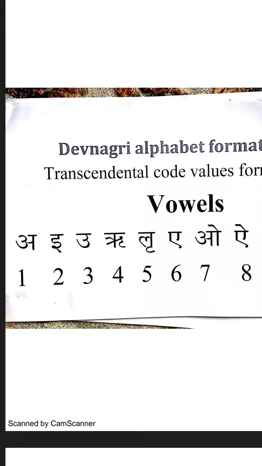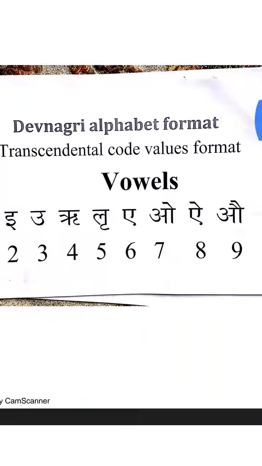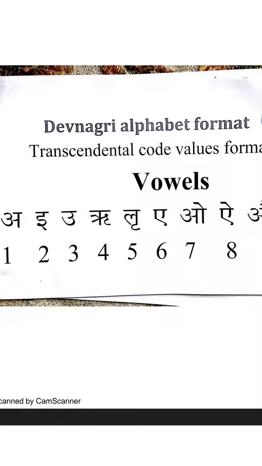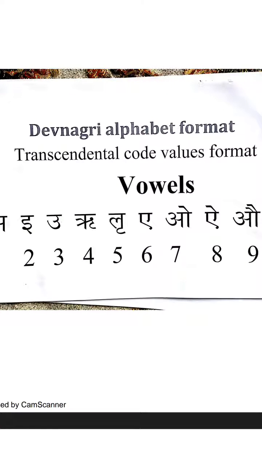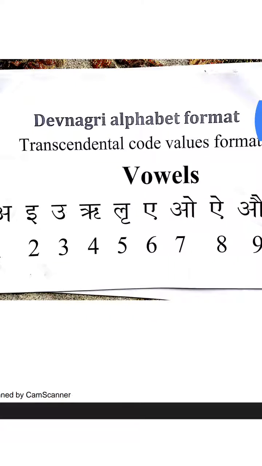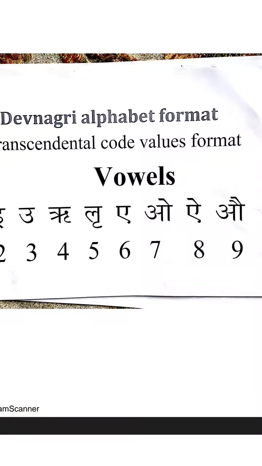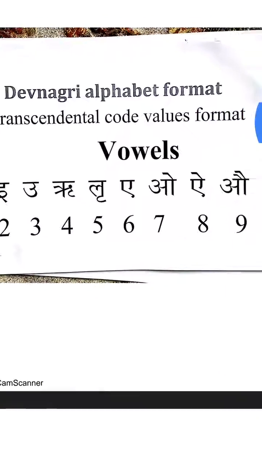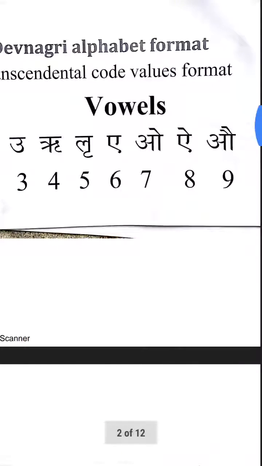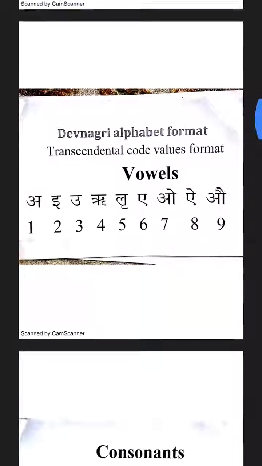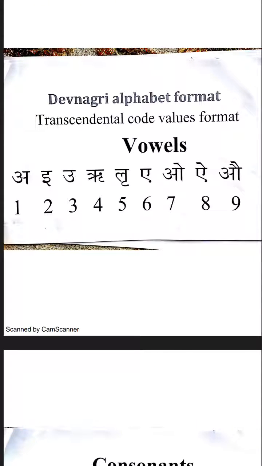There are 9 vowels. These are on the screen, and beneath them are mentioned values 1, 2, 3, 4, 5, 6, 7, 8, and 9. The first letter is associated with value 1, and the ninth letter is associated with value 9. It is this association which has much significance.